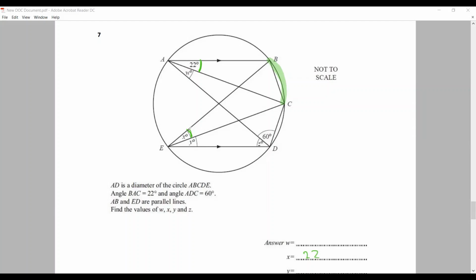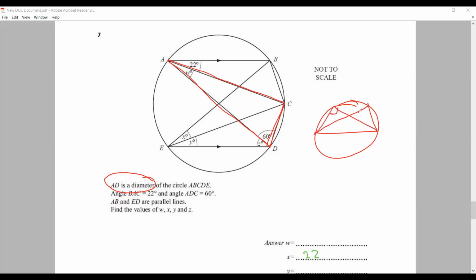But how about W? Well, let me erase this part and draw your attention to this triangle. And bear in mind that AD is basically the diameter. So if AD is the diameter, if you remember the theorem, it was saying angles at the semicircle, so these are all 90 degrees if AD is the diameter. So this is 90 degrees. If this is 90 degrees and if this is 60, therefore W should be 30, right? So W is 30, X is 22.